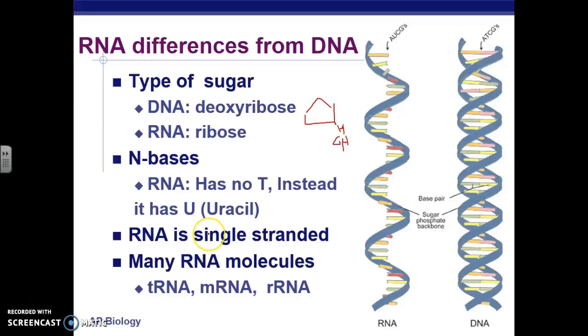Secondly, RNA is single-stranded most of the time. There are some RNA molecules that actually fold upon each other, which is kind of like a protein. But generally, mRNA in particular is single-stranded. There are also many types of RNA molecules, whereas there's only one type of DNA molecule in the nucleus. There's tRNA, which we're going to talk about in the next video. Then there's mRNA, which we just talked about. And then there's rRNA, which actually makes up the ribosome. So there are many different types of RNA molecules, where there's only one type of DNA molecule.